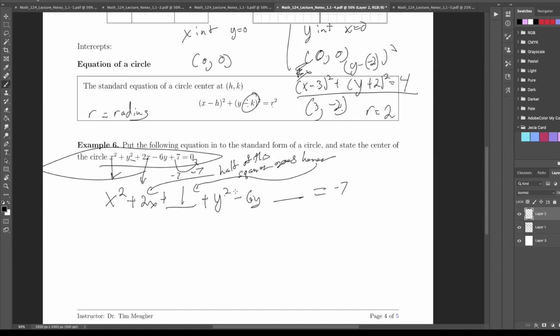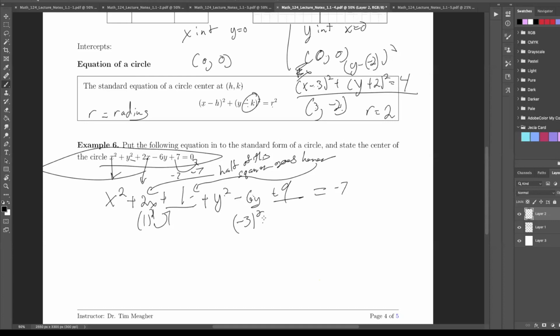So half of 6, negative 6, would be minus 3. So this becomes minus 3. Minus 3 squared is 9, so we add 9 here. Okay. Now, since we added 9 here, half of this is 1, 1 squared is 1, so we add it here.